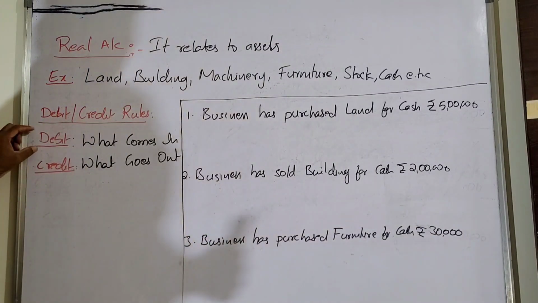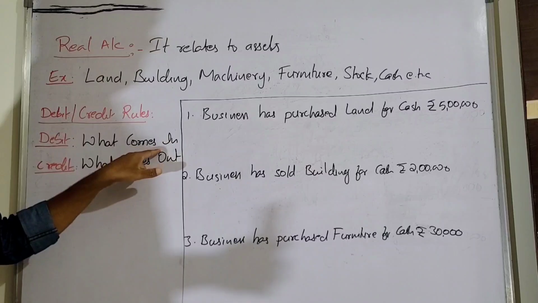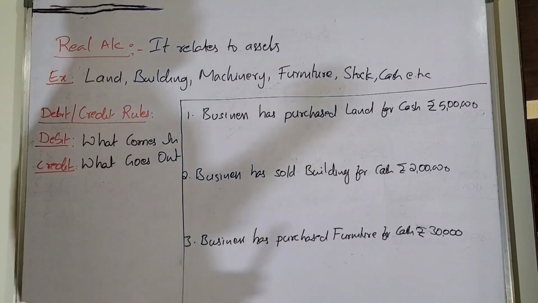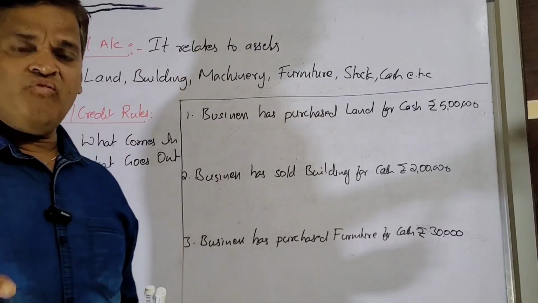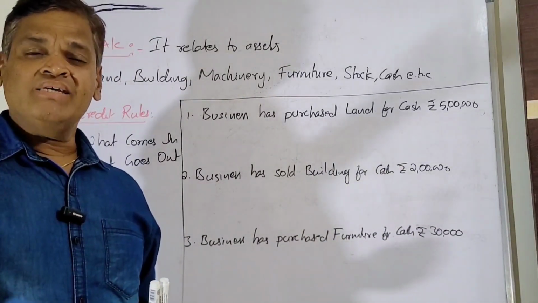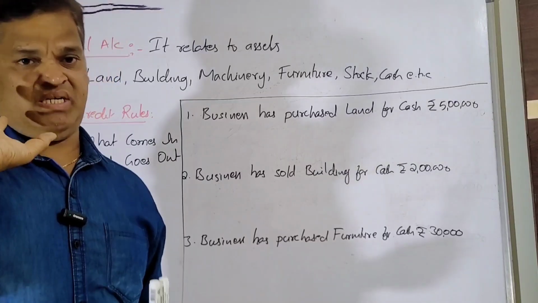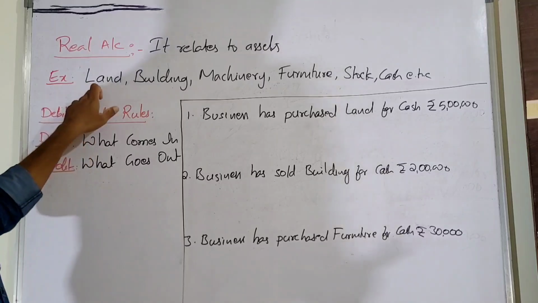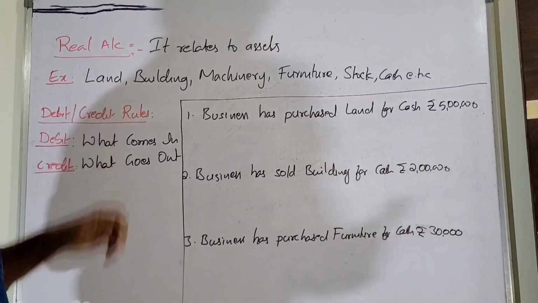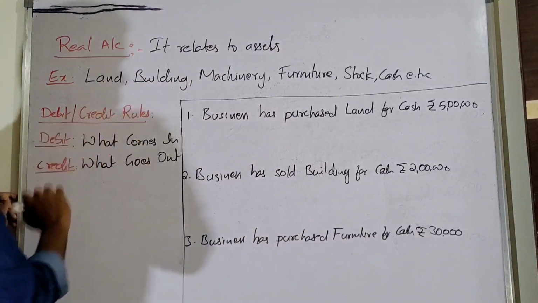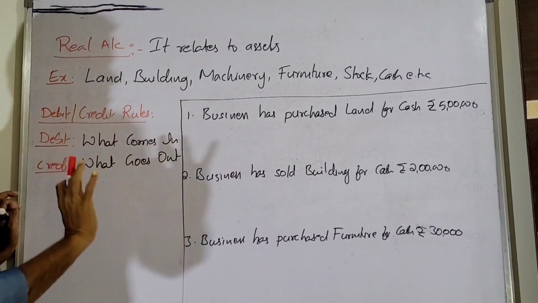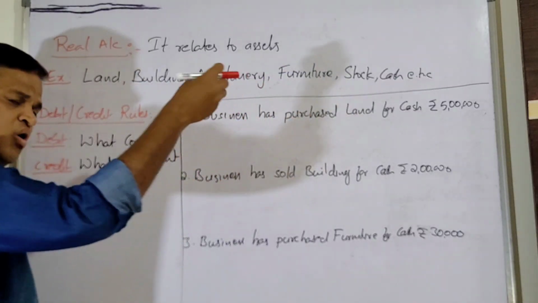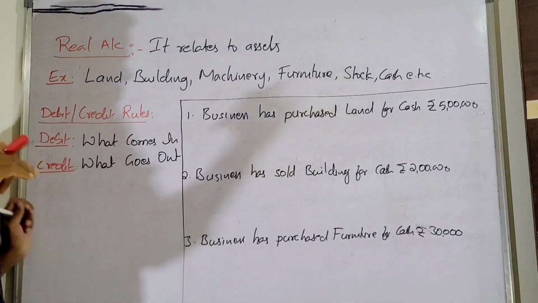When we have to write debit, what comes in? Debit: what comes in. Credit: what goes out. Debit, what comes in, means what? It means if any asset is coming into the business, write debit. Now, what are the assets? Tangible assets and intangible assets. We'll take the tangible assets first. If any land is coming into the business, write debit. If any building is coming into the business, write debit. If any machinery is coming into the business, debit. Furniture, stock, cash, all coming into the business, then you write debit, right?